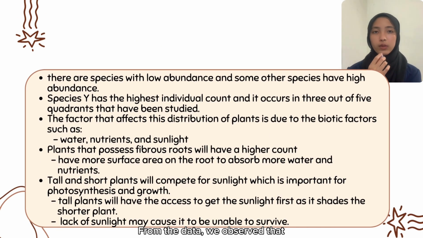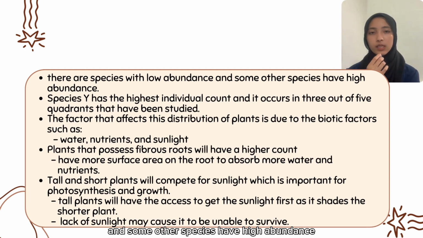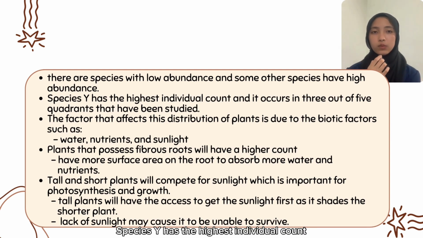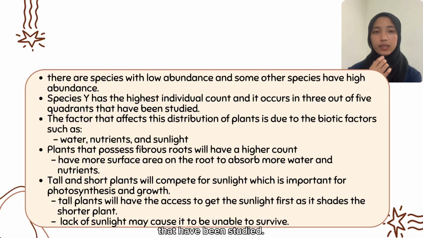From the data, we observe that there are species with low abundance and some other species have high abundance. Species Y has the highest individual count and it occurs in 3 out of 5 quadrats that have been studied. The factors that affect this distribution of plants are such as water, nutrients, and sunlight. Plants that possess fibrous roots will have a higher count as they have more surface area on the root to absorb more water and nutrients.